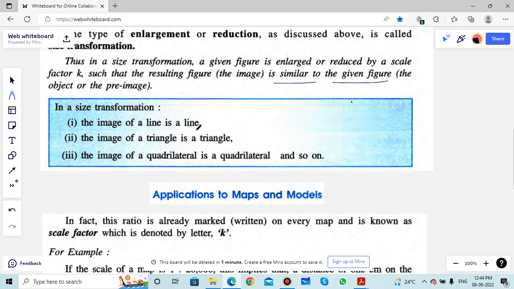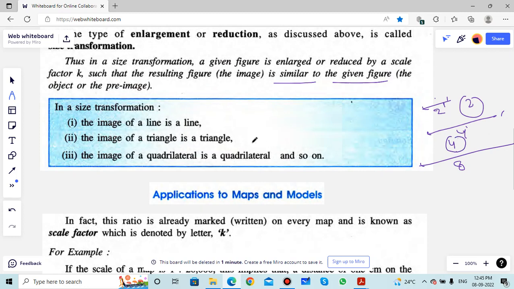So in size transformation, what do we have? The image of a line: the length of a line can be transformed. So simple one, if there is a line here 2 centimeter, we can enlarge it, make it 4 centimeter, or enlarge it to say 8 centimeter, right? So the length can be enlarged. And what is the factor? In this case 2 to 4, it is a factor of 2, scale factor 2. If it is 2 to 8, it is scale factor of 4 here.